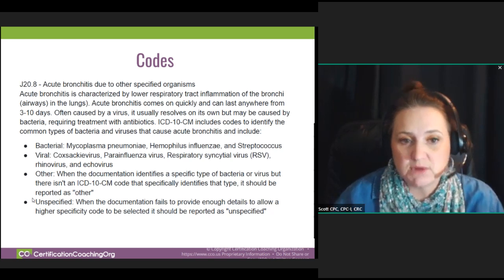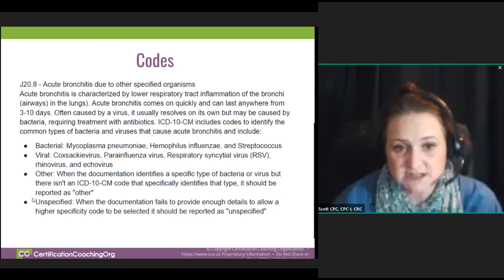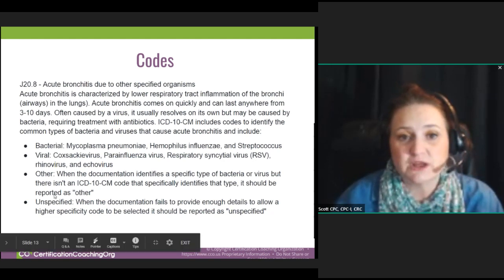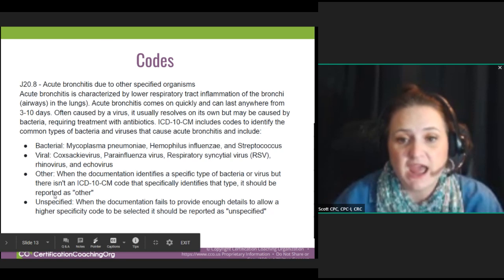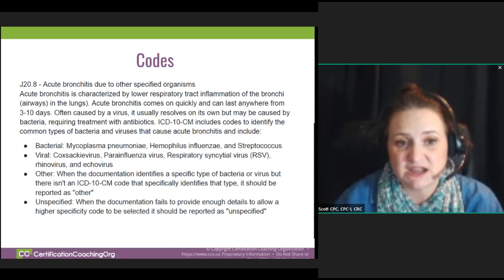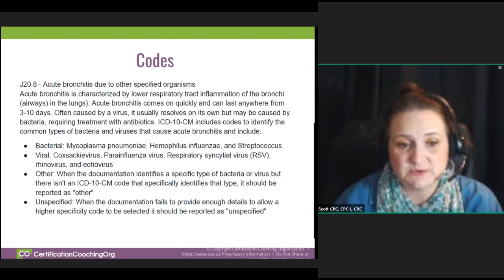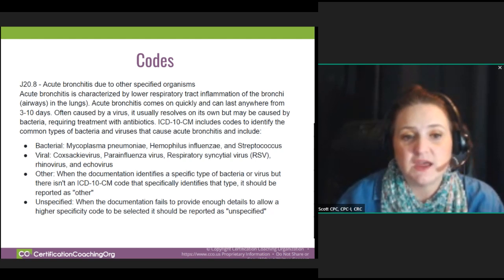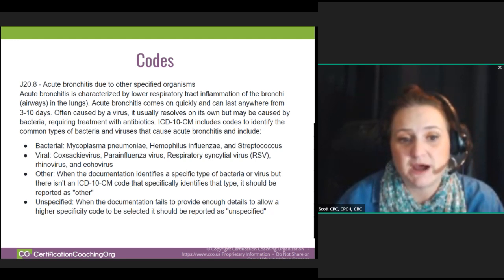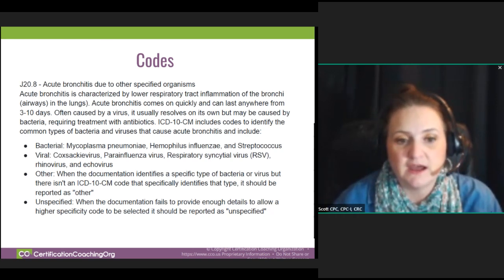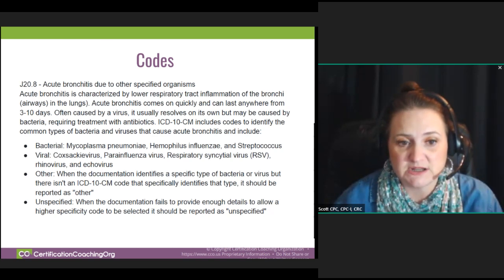So with most types of acute bronchitis, it comes on quickly, boom, you're sick right away, and it can last 3 to 10 days most of the time. Now, we know with COVID-19, they're talking about 14 days, 2 weeks that you could be sick. Acute bronchitis can be brought on by bacteria, viral, other, and unspecified. So those are the things that you need to know about them with the organism.